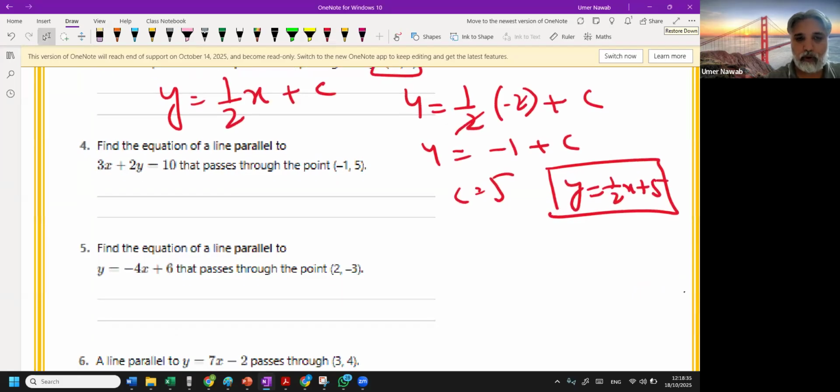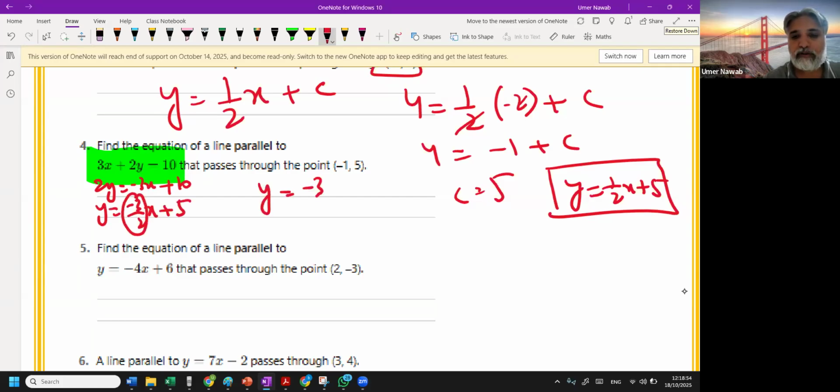Next. This equation is given in standard form. Can I convert it into the y is equal to mx plus c form, or slope-intercept form? So 2y is equal to negative 3x plus 10. y is equal to negative 3 over 2 x plus 5. So the gradient is negative 3 over 2. So my new equation is y equals minus 3 over 2 x plus c.